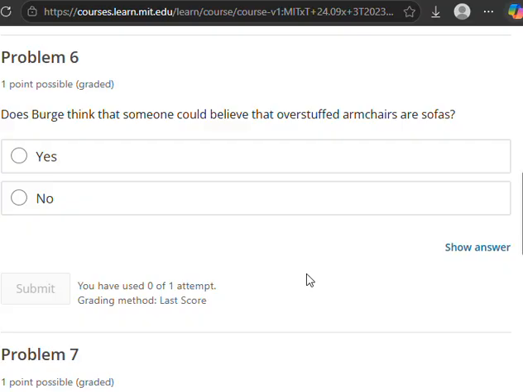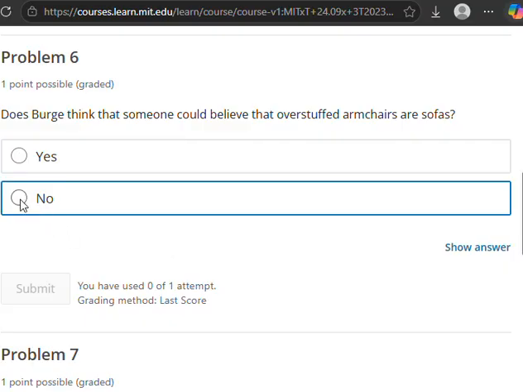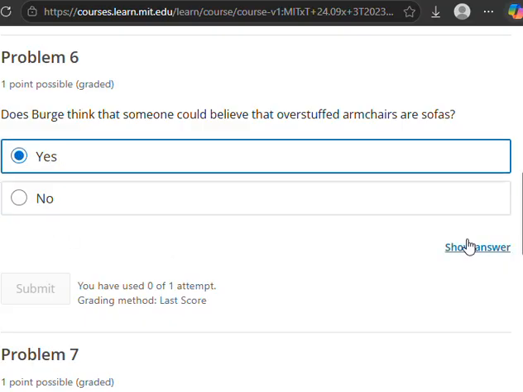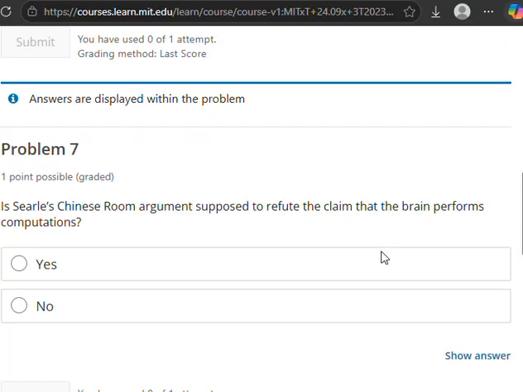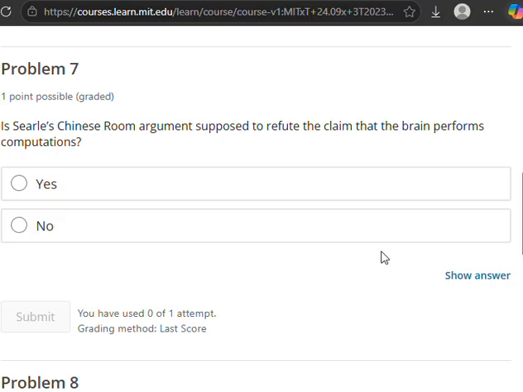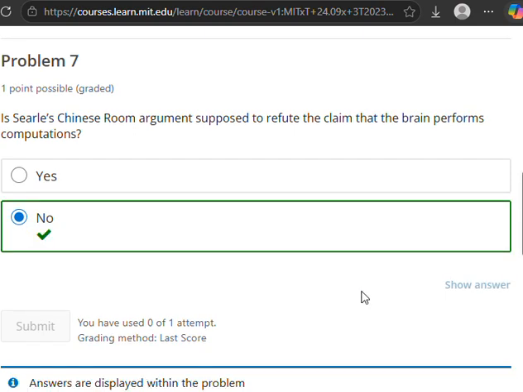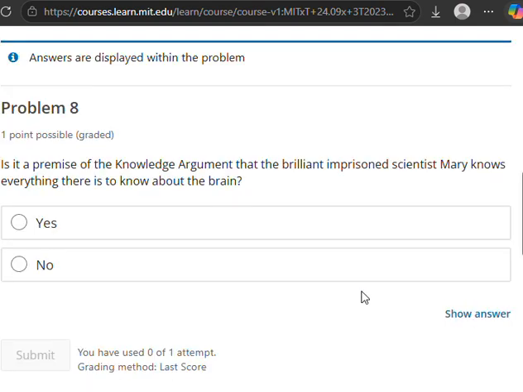Does Burge think that someone could believe the overstuffed armchairs are sofas? Is Searle's Chinese room argument supposed to refute the claim that the brain performs computations? No. Is it a premise of the knowledge argument that the brilliant imprisoned scientist Mary knows everything there is to know about the brain?